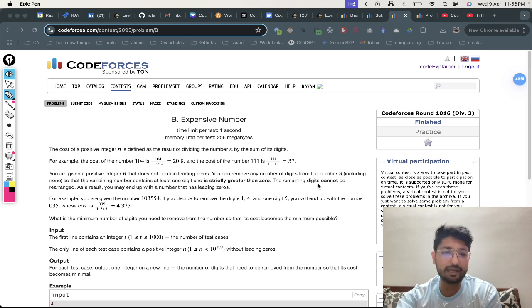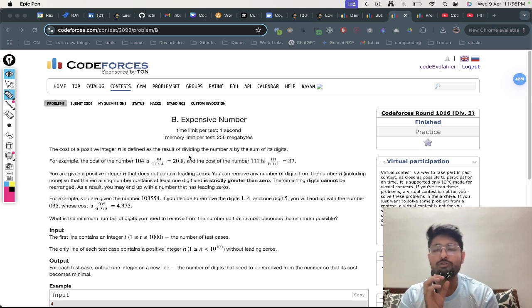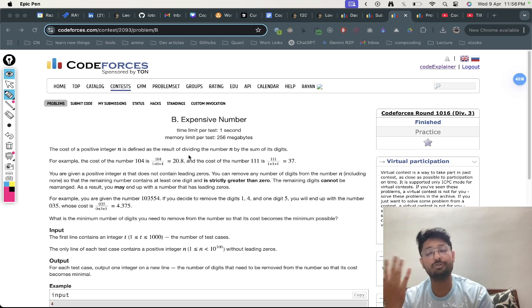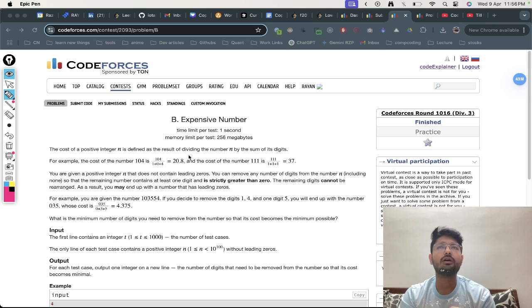The remaining digits cannot be rearranged. You cannot rearrange the digits. As a result, you may end up with a number that has leading zeros. So leading zeros can be present because you can delete any number of digits. The only condition is that the result should not be zero, and it should contain at least one digit.